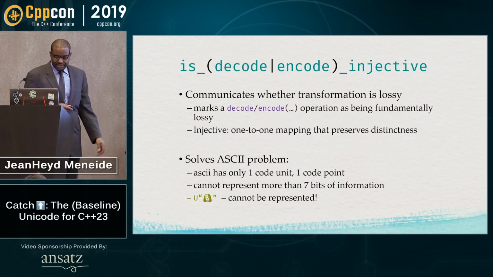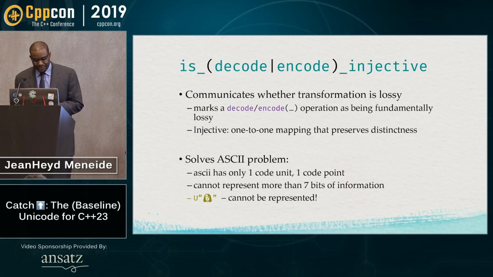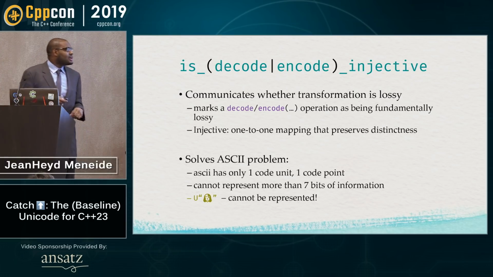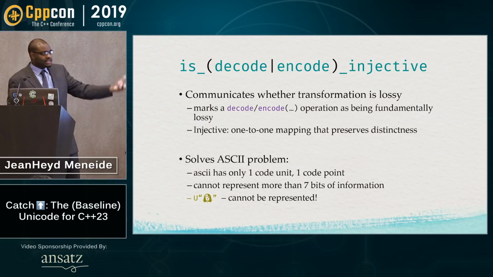Now let's talk about these kind of mathy things. So is DecodeInjective, is EncodeInjective? The whole point of these is to provide additional safety to higher level APIs and even some of the lower level APIs. And we're going to illustrate this with the ASCII encoding and the ASCII problem.